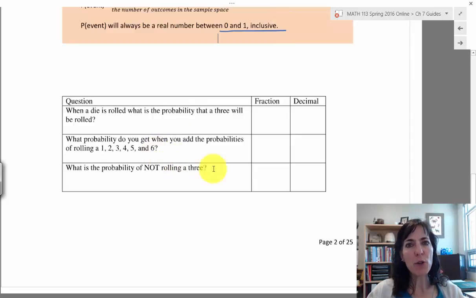Here are some questions for you to try out. See if you can think through these and figure out what a fraction would be to represent the classical probability for this event, the classical probability for this event, and for this event. And then you can convert them into decimals simply by taking the numerator divided by the denominator and then writing out a decimal form. If it doesn't truncate on its own, you can put, say, 4 decimal places would be good.